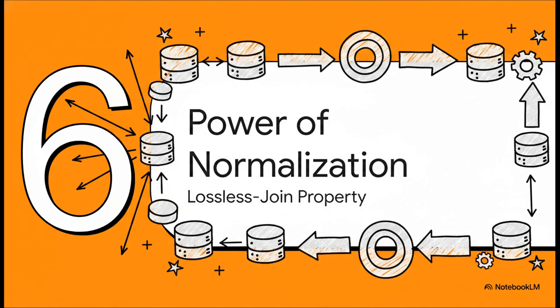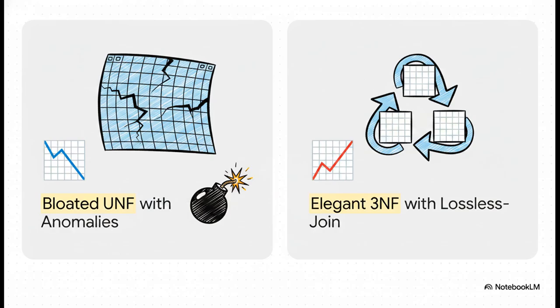Let's bring this entire journey together in our final section, the power of normalization. Think about the contrast here. We started with a dangerous, bloated, unnormalized form, literally a spreadsheet just waiting to crash your system with insertion, deletion, and modification anomalies. Now we have an elegant 3NF architecture. Because we use primary and foreign keys to split the tables up, we've achieved what is mathematically called the lossless join property. That just means we can safely recombine these tables at any time to get the full picture without ever losing a single drop of data and completely avoiding all that redundant bloat.